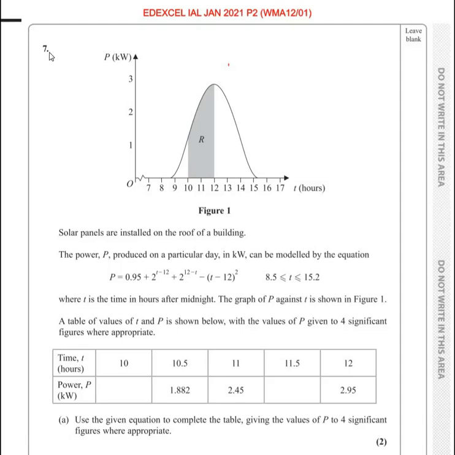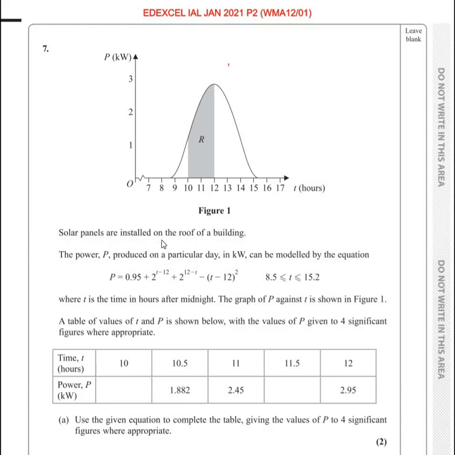Welcome back. Let us continue with the 7th question from EdExcel, International Advanced Level, January 2021 paper. This question is from the integration chapter. So let us see what it asks.